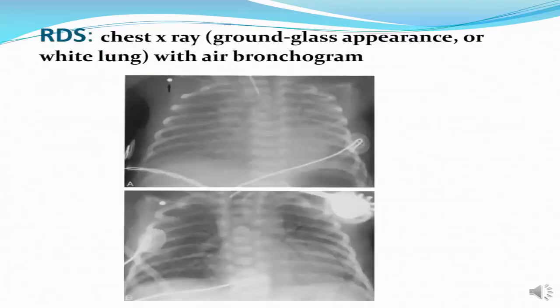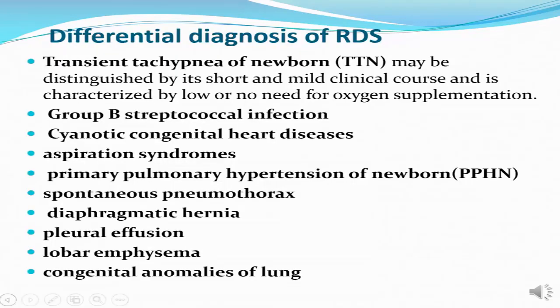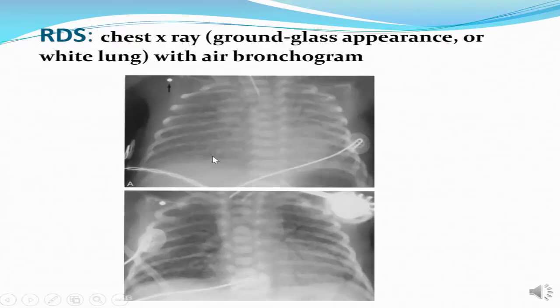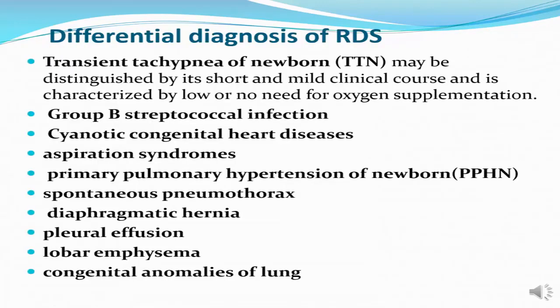By chest X-ray, a patient with respiratory distress will have ground glass appearance or white out lung with air bronchogram. In the upper chest X-ray, we are seeing the lungs are white and the boundaries of the heart are difficult to differentiate. And in the lower chest X-ray, we are seeing the air bronchogram is also clear. This patient also had PDA with RDS.